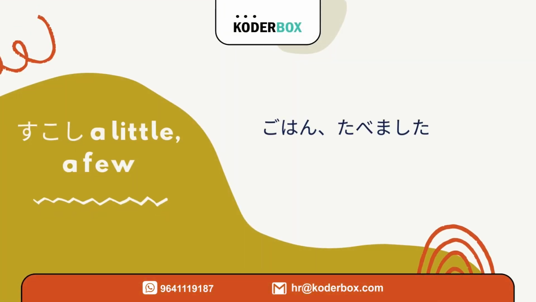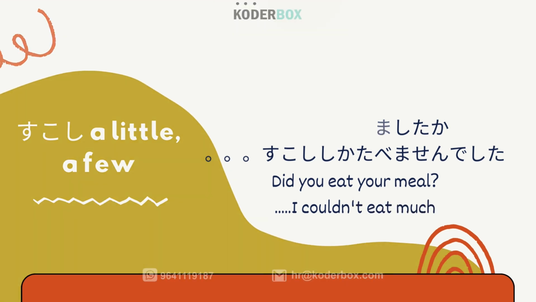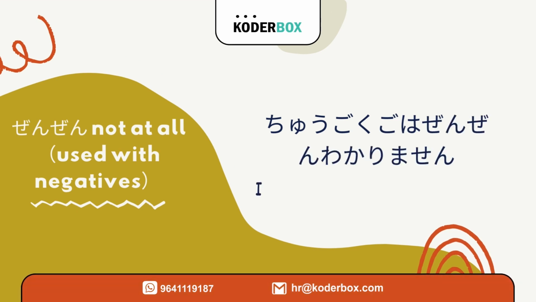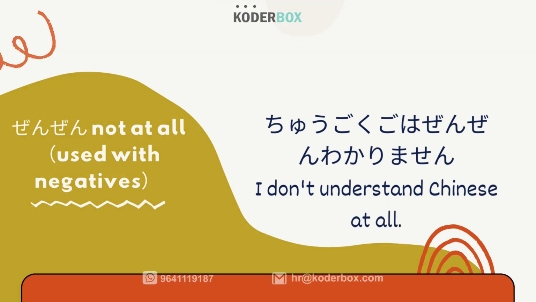Ninth, sukoshi, a little, a few. Gohan, tabemashita ka? Sukoshi shika tabemasen deshita. Did you eat your meal? I couldn't eat much. Tenth, zenzen, not at all, used with negatives. Chūgokugo wa zenzen wakarimasen. I don't understand Chinese at all.